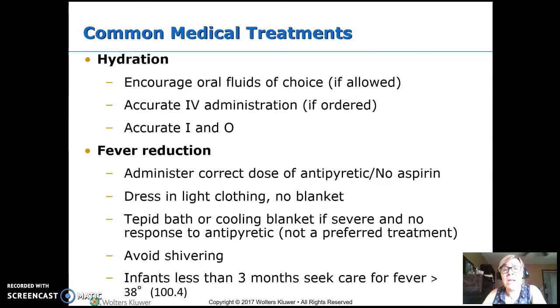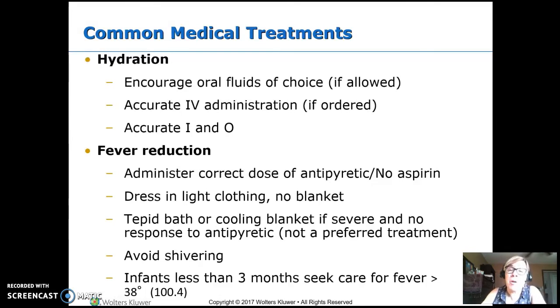A lot of medical decisions are based on the I&O. And people can be very sloppy with the I&O. Don't do that. Be accurate on your I&O, because it makes a difference of when the order comes through to stop the IV or to start the IV or to keep it running. So make sure those I&Os are accurate.